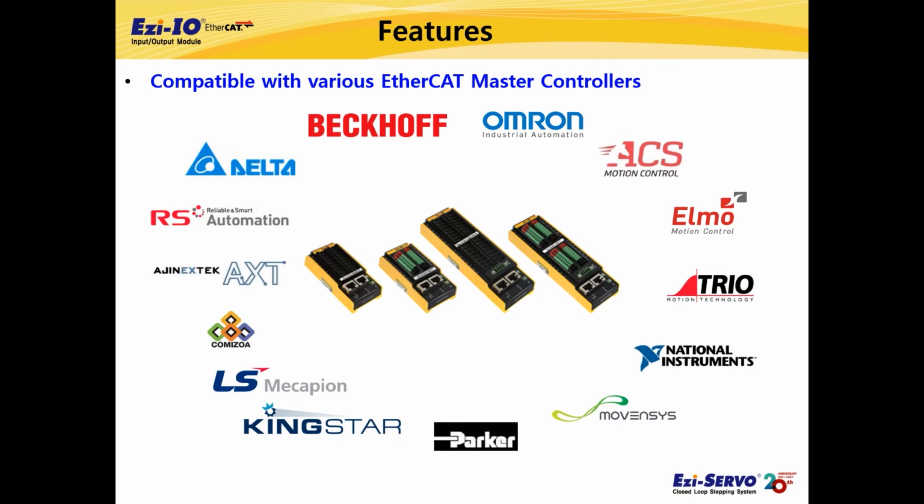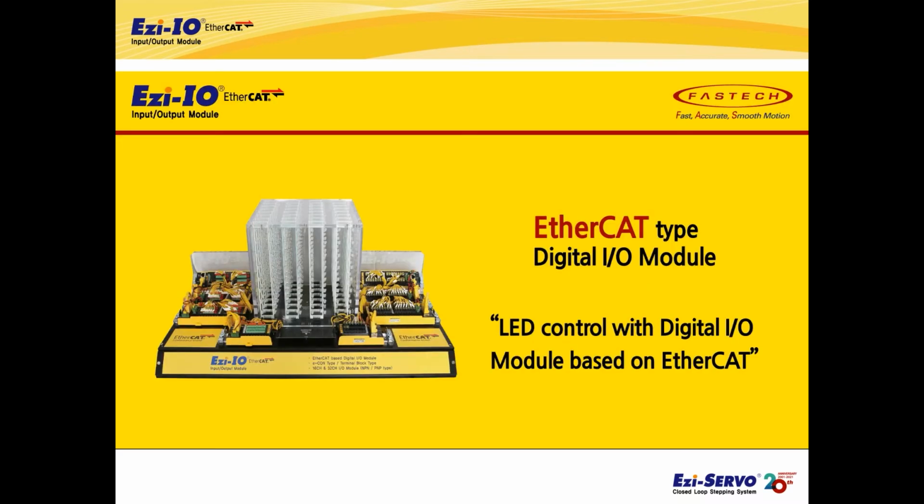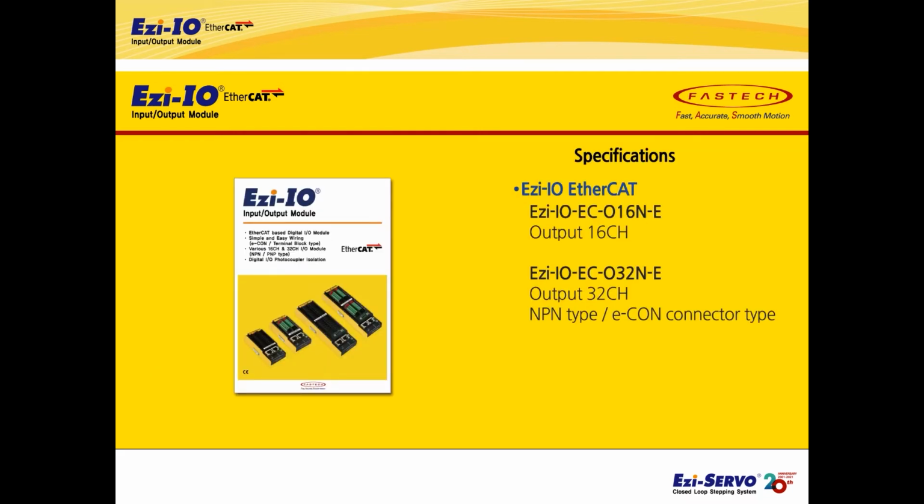So far, we have checked the features of Ezi-IO EtherCAT. From now on, I will show you videos of the demonstration with Ezi-IO EtherCAT applied. First, this is a demonstration showing various patterns of LED lighting by controlling Ezi-IO EtherCAT using EtherCAT Master from Omron, Japan. The product names used in this demonstration are as follows.